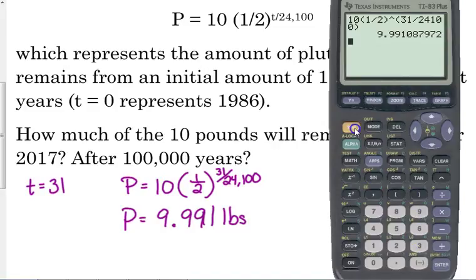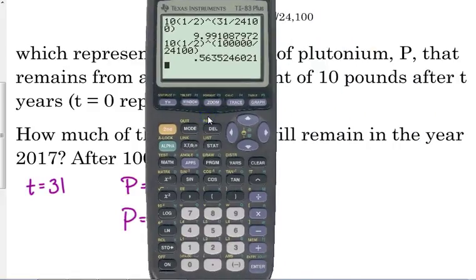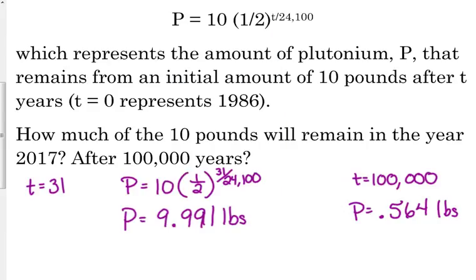How about after 100,000 years? So we don't have to do any converting here. We can just type in 100,000, because it just wants to know after that many years. Now, after 100,000 years, it might be safe. Only 0.5 pound is going to be hanging out. But that's still radioactive. I don't think I want to even play with 0.5 pound of radioactive material. Probably still doesn't have very good effects on the body.